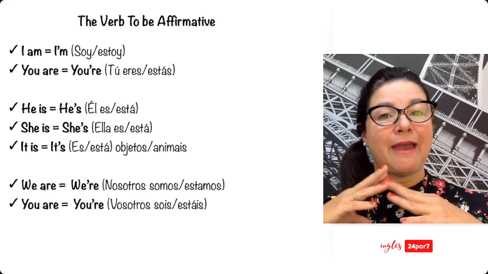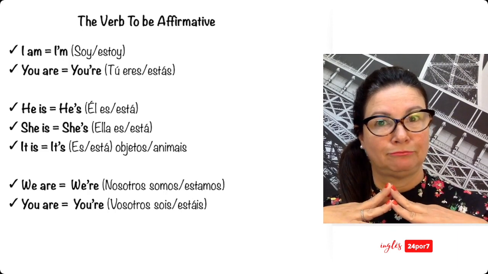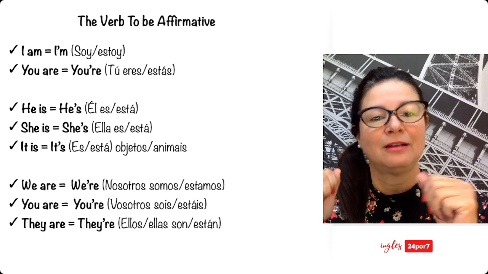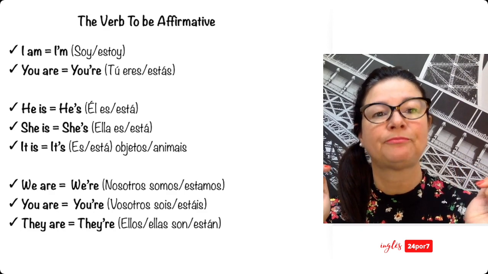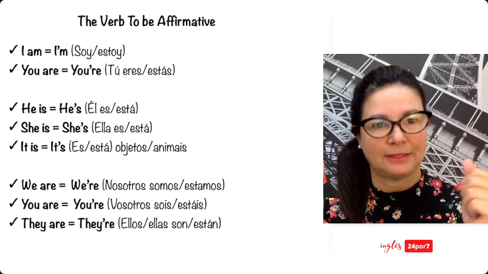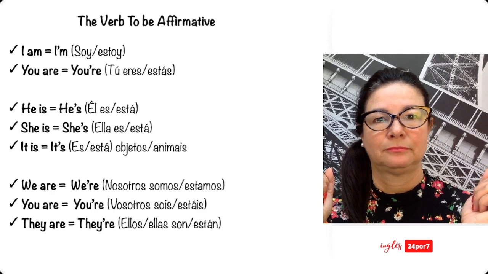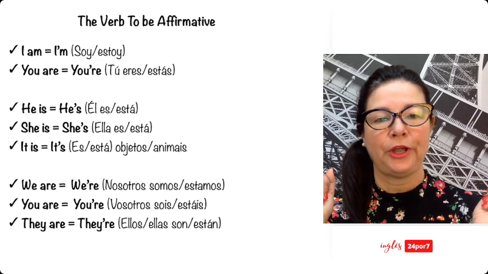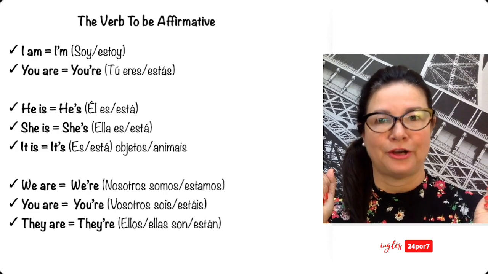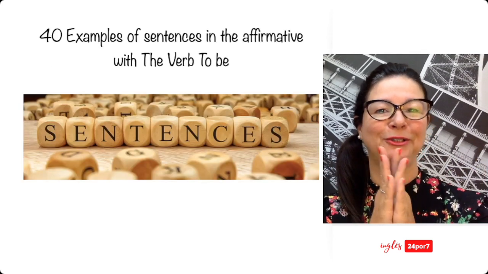Y para terminar, ellos y ellas, que es they, combina con are. They are, they're. Entonces vamos a repetir todos para practicar la pronunciación. Ok, so listen and then repeat. I am, I'm. You are, you're. He is, he's. She is, she's. It is, it's. We are, we're. You are, you're. They are, they're. Yes, bravo, very good, well done.